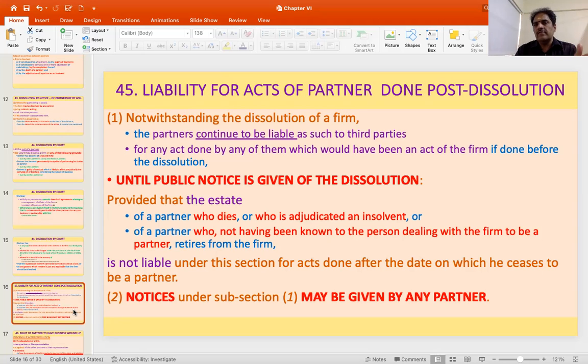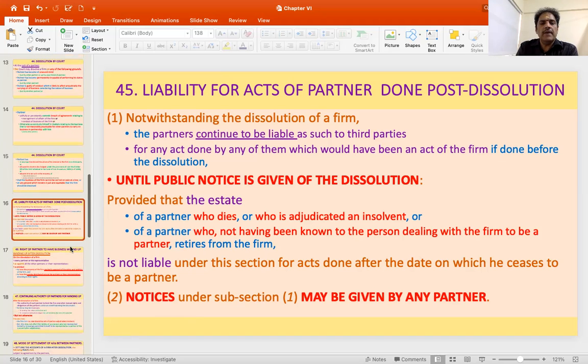Then, the instances where this liability will not be there are in case of death, insolvency, or dormant partners, like it was there in the chapter on retirement, outgoing and incoming partners that we have seen now. Those provisions will be applicable. For example, a person who dies or who is adjudicated insolvent, or a partner who, not having been known to the person dealing with the firm to be a partner, retires from the firm. These people are not liable under this section for acts done after the date on which they cease to be a partner.